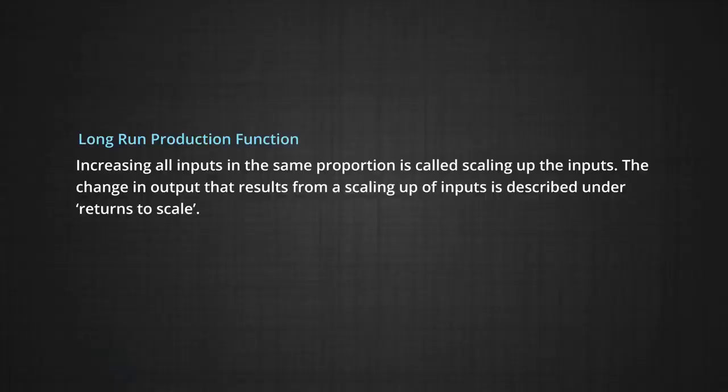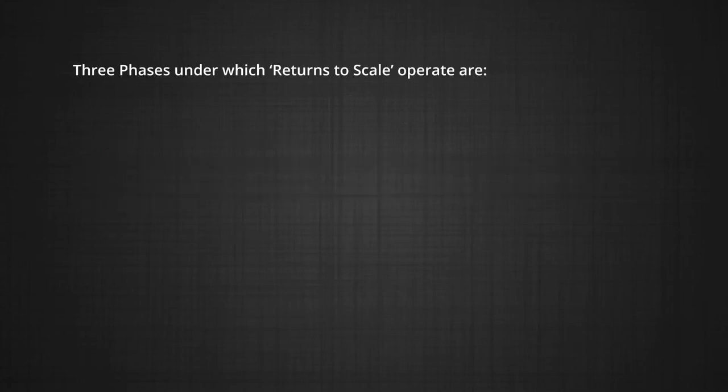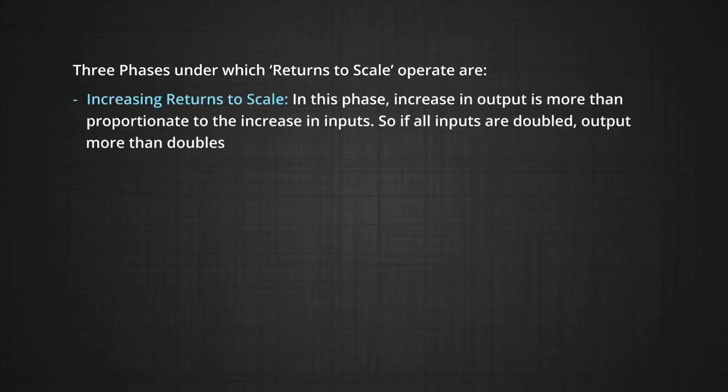Increasing all inputs in the same proportion is called scaling up the inputs. The change in output that results from a scaling up of inputs is described under returns to scale. Three types of returns to scale operate, and these are: first, increasing returns to scale. In this case, the increase in output is more than proportionate to the increase in inputs. So, for example, if all inputs are doubled, under increasing returns to scale, output more than doubles.